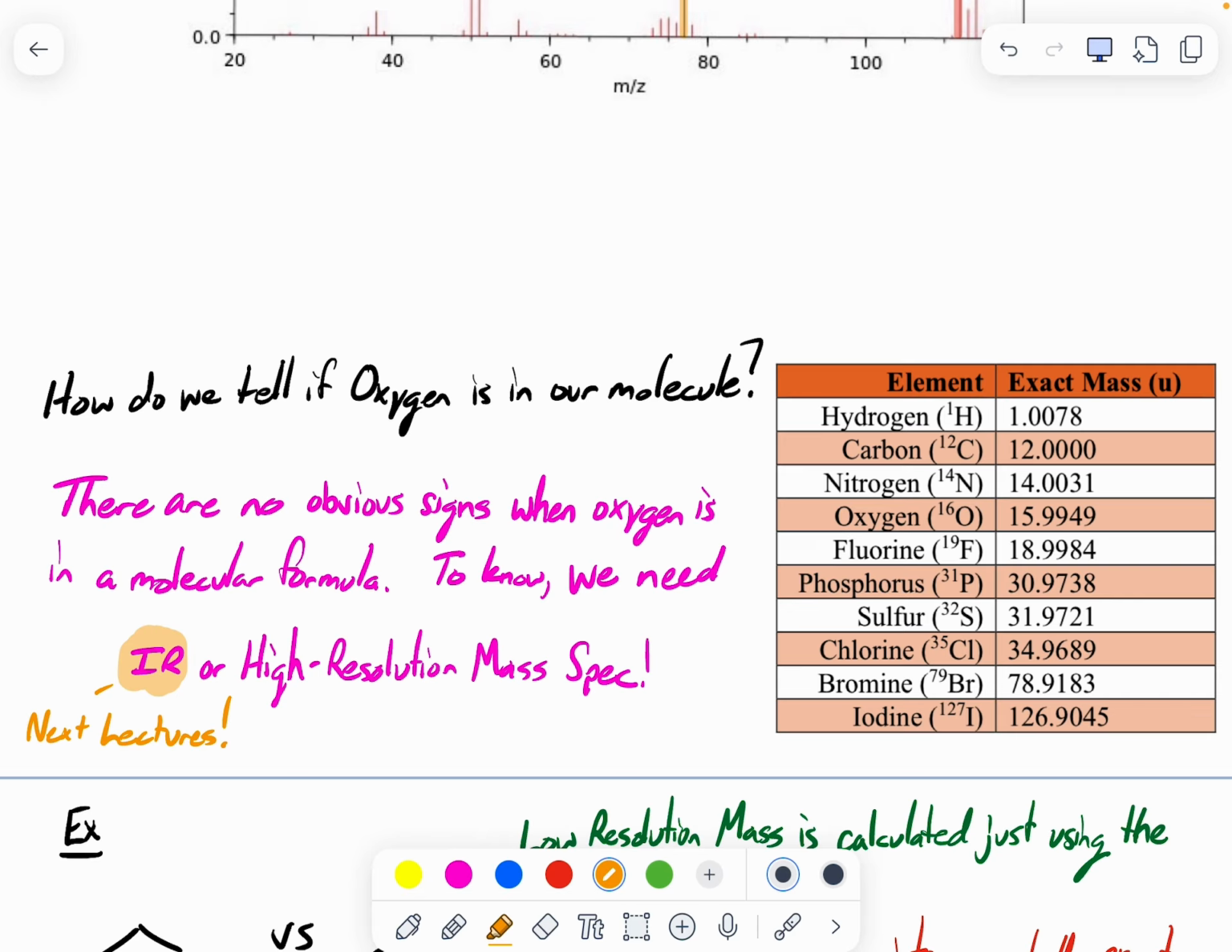And then the other way that you can tell is what's called high resolution mass spectroscopy. Because whenever we're doing all the calculations that we have been doing, it's been based on just specific isotopes and just saying we're not adding decimals, we're just cutting it off to the singles place.